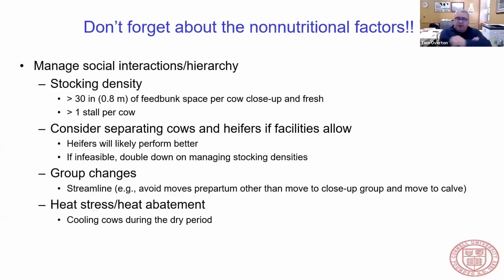Lindsay's going to cover a bunch of this, but I want to make a point. Just don't forget about the non-nutritional factors. They're so important. I'm not going to go through these in detail, but stocking densities, considering separating cows and heifers if facilities allow, group changes, and heat stress and heat abatement.